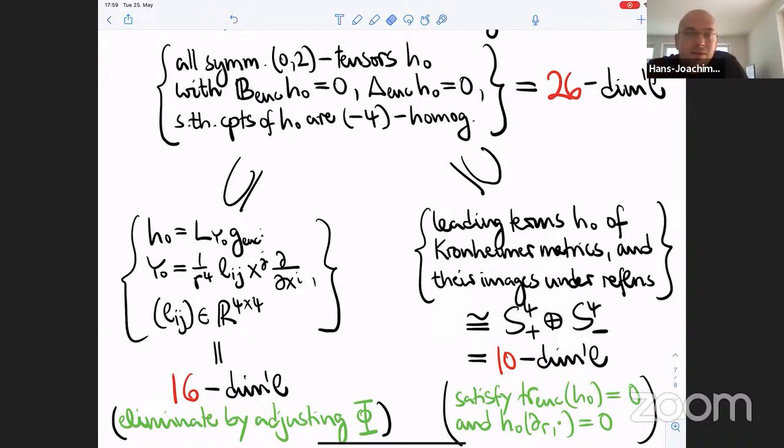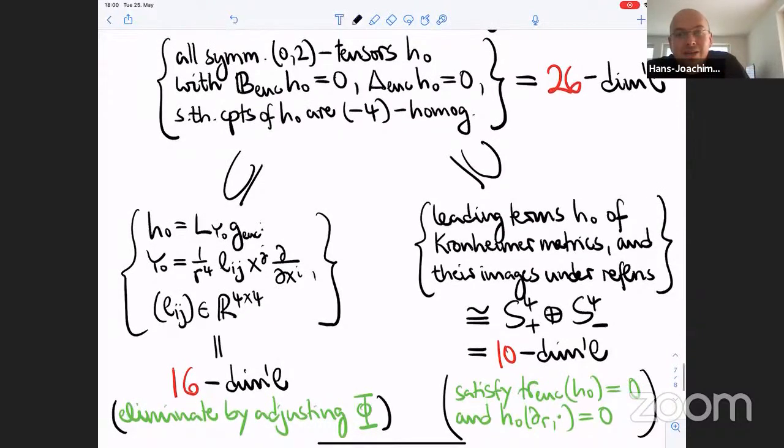And their images under orientation reversing reflections of R4. So that's a 10-dimensional space. So 10 equals 5 plus 5. As a representation of SO4, it's the half spinor representation S4 plus and its image under reflections.